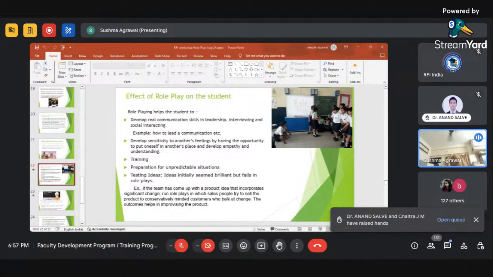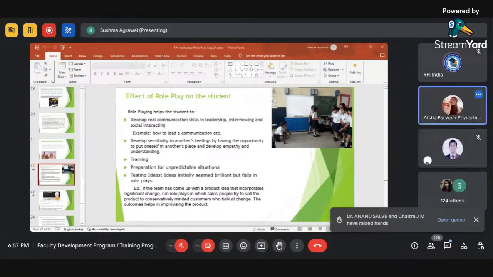Now, what are the effects of role play on the student? It helps to develop real communication skills in leadership, in developing interviewing skills and social interaction. Just like mock interviews can be conducted. Usually all management institutes, and most institutes I think, also perform this type of activity. It develops sensitivity to another's feelings by having the opportunity to put oneself in another's place and develop empathy and understanding.